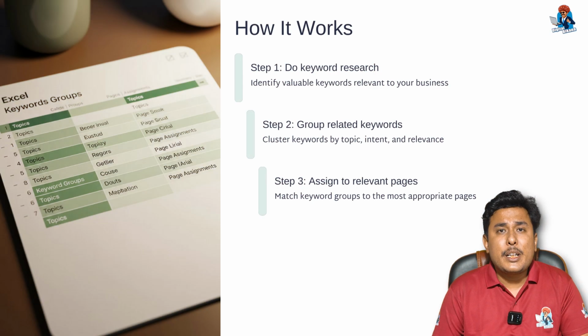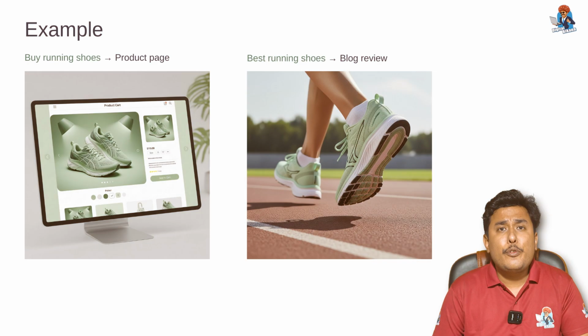You can create a spreadsheet or use SEO tools to assign each keyword to the page that best matches the user's search intent. If you have a shoe store website, "buying running shoes" might be mapped to your product page, while "Best Running Shoes 2025" goes to your blog review page.